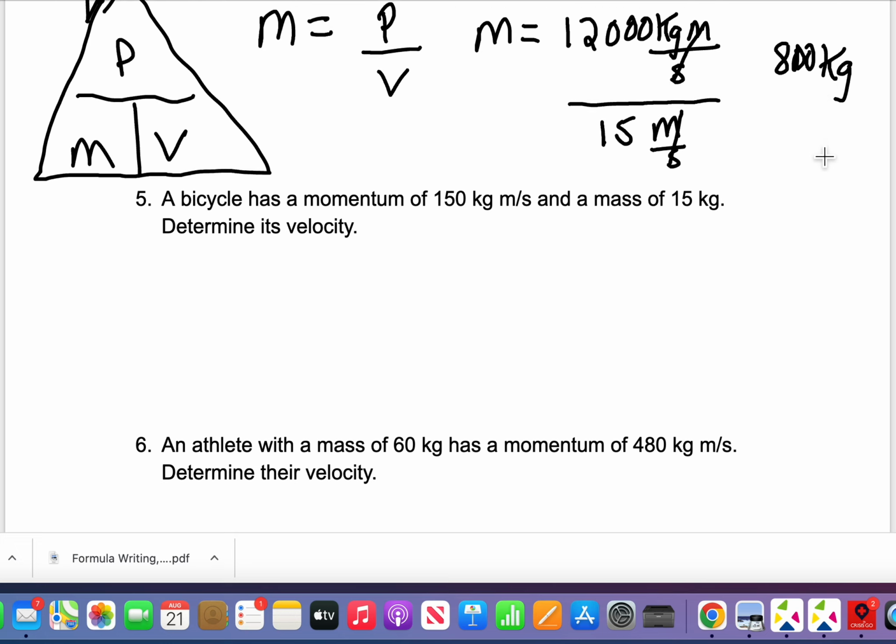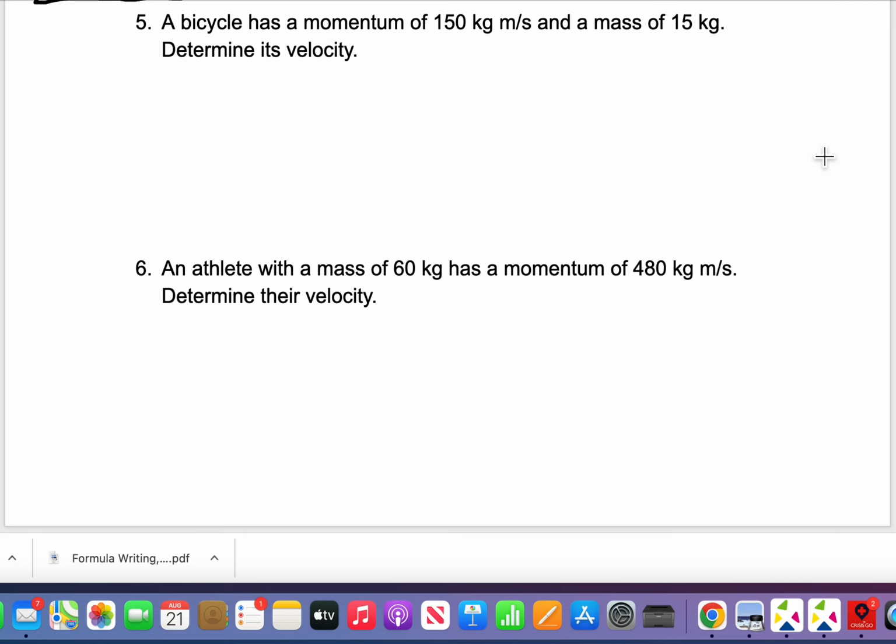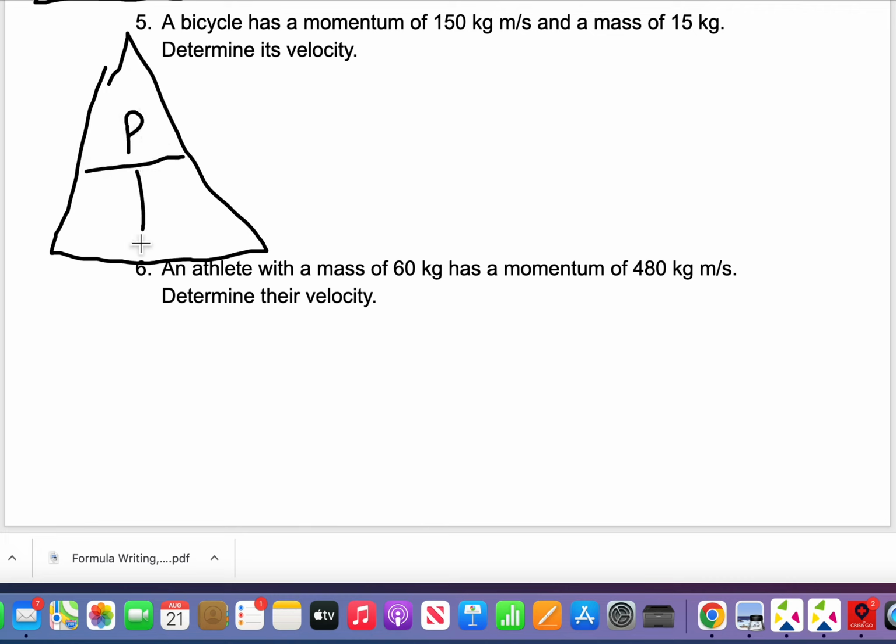Okay, let's go on to number 5. A bicycle has a momentum of 150 kilograms meters per second and a mass of 15 kilograms. Determine its velocity. So once again, we would have the momentum triangle. This would be on the board during class or on your test. So P, M, V. We're going to cover up the one that we want, velocity. So we're going to cover V up. What do we have to do to get V? Well, the triangle says to take P divided by M.